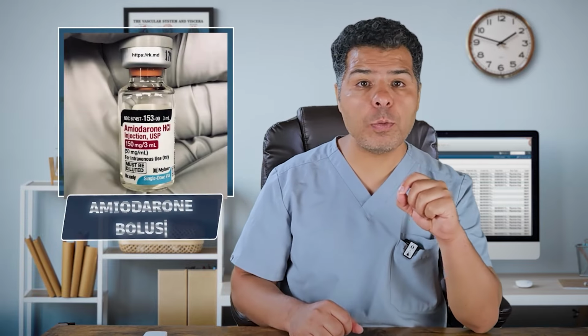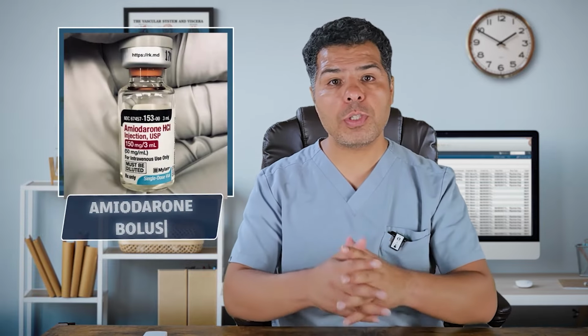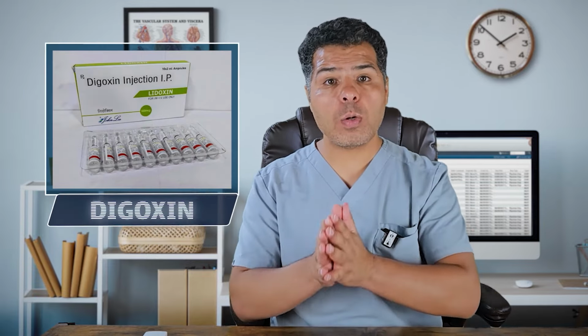Amiodarone has less hypotensive effect than beta blocker and calcium channel blocker. Digoxin does not cause hypotension. Patients who respond to IV metoprolol or diltiazem bolus, what we do, we start oral metoprolol or diltiazem, whether instant release or extended release form. If the patient was already on this beta blocker or calcium channel blocker, we increase the dose.